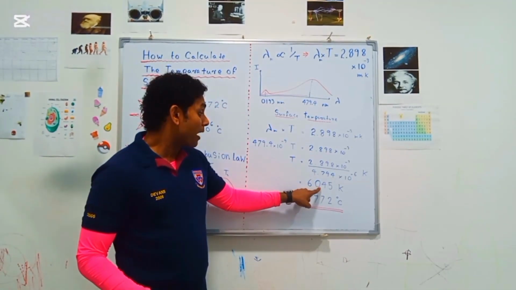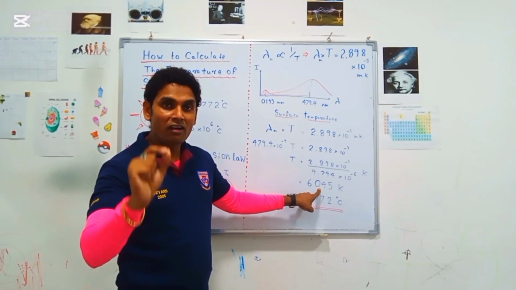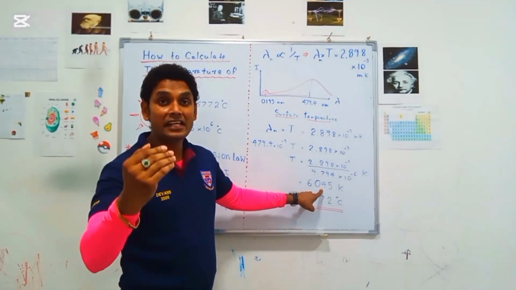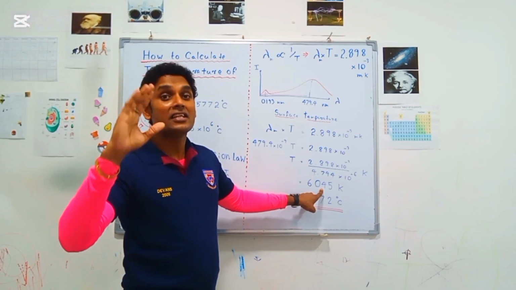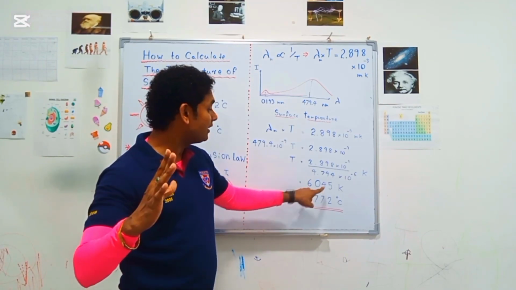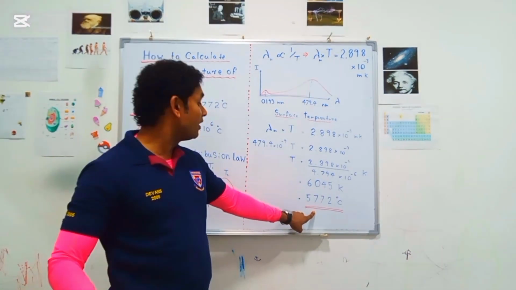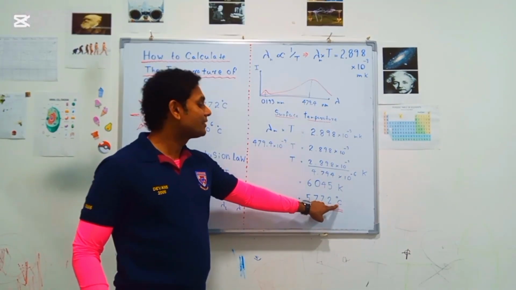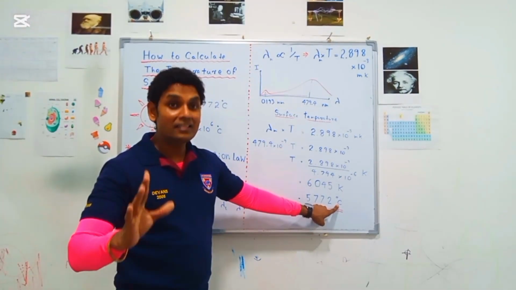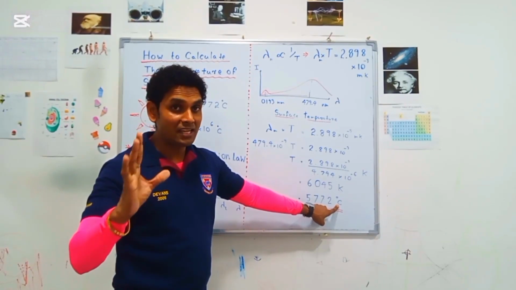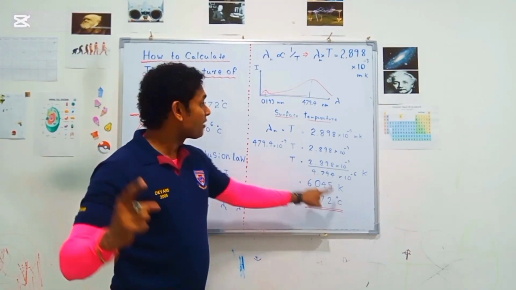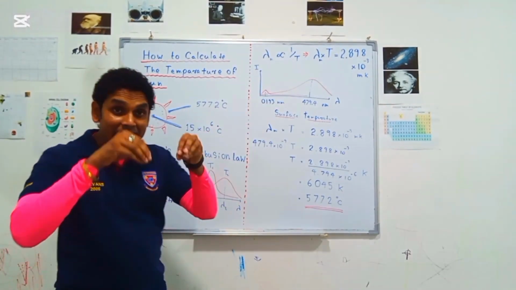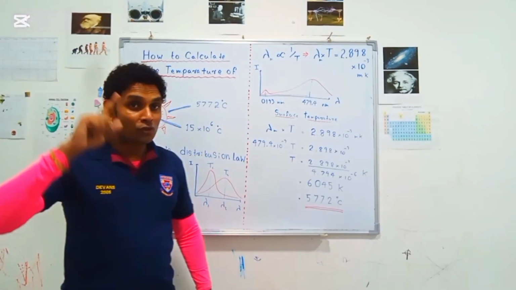But by deducting 273 from this value, we can get the Celsius temperature of the surface of the sun. So finally, you will get 5772 Celsius. That is the surface temperature of the sun. Next, we are going to use the tiny spectrum to calculate the inside temperature. Let's go to that part.